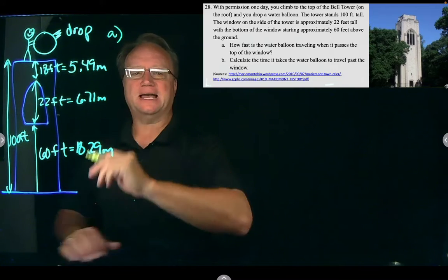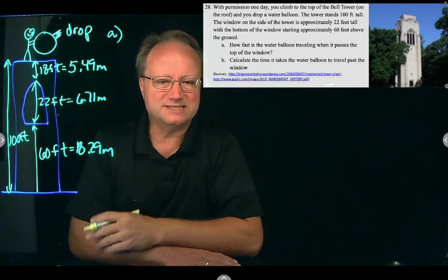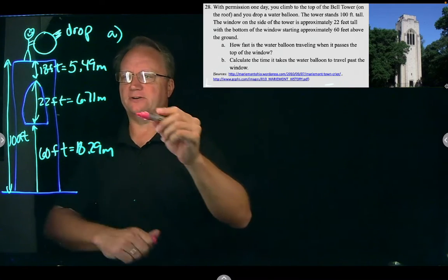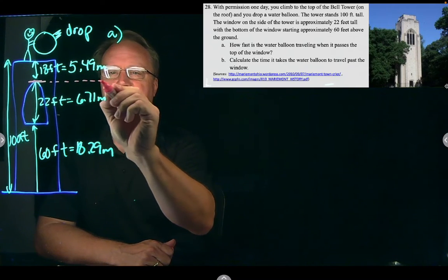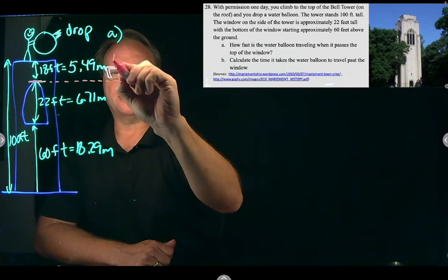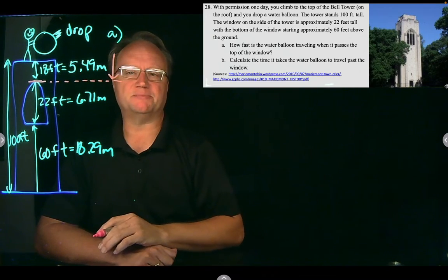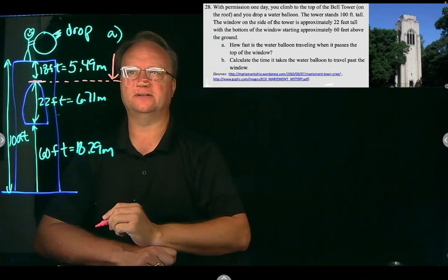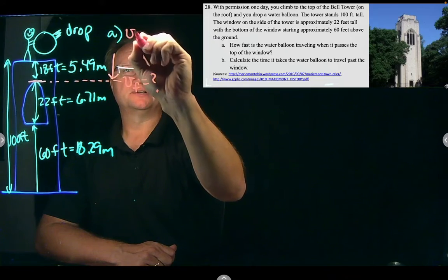Part A. How fast is the water balloon traveling when it passes the top of the window? So again, we're going to have an interval to identify here. Here would be the top of the window. So then I'm dealing with the drop of the balloon from the roof down to the top of the window, and we want to calculate what this final velocity is here.